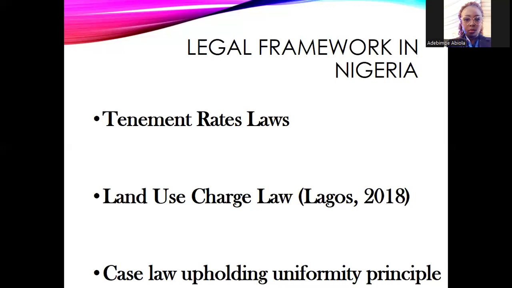Then another framework is the land use law, especially for Lagos, 2018. It uses a formula for determining the property value. But the whole principle is to ensure uniformity in our tone of list when we are applying it.